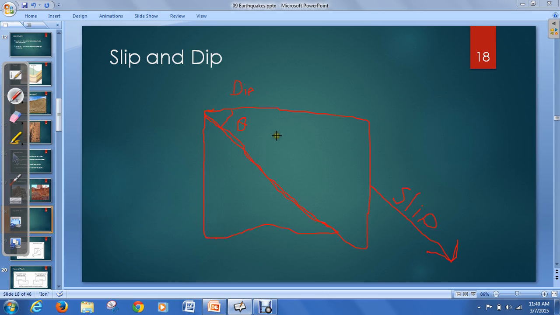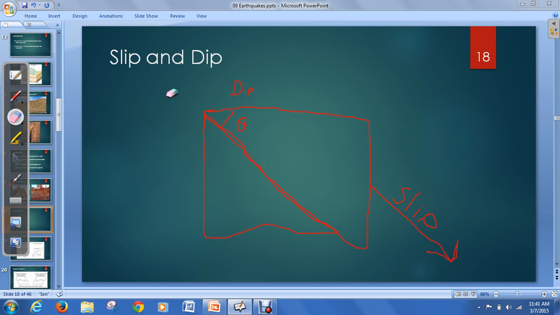They're really important for describing these types of faults, because if you have a larger dip, you're generally going to have a larger slip because it can move faster when it starts to slide. You want to understand what these terms mean. If you hear those words associated with a fault, then you know what they're describing with this fault line.